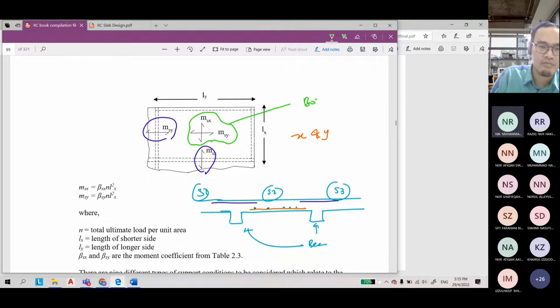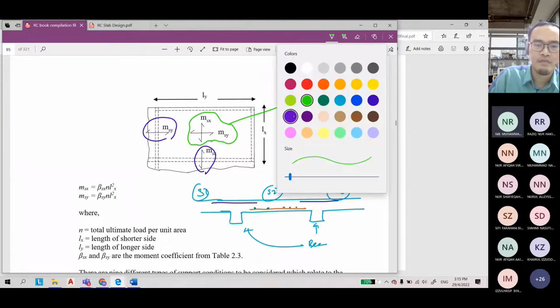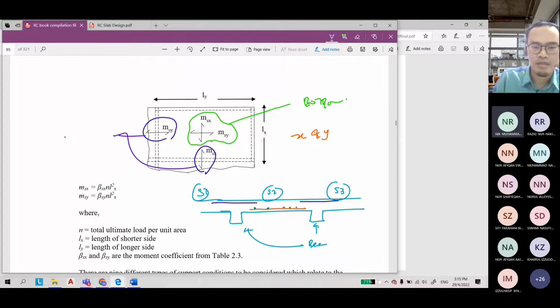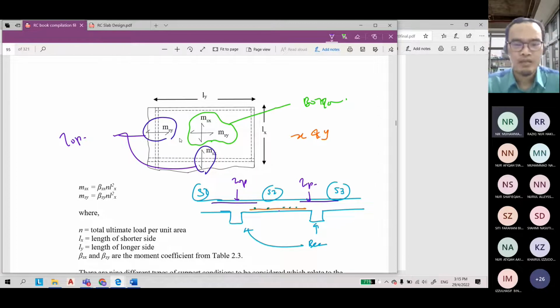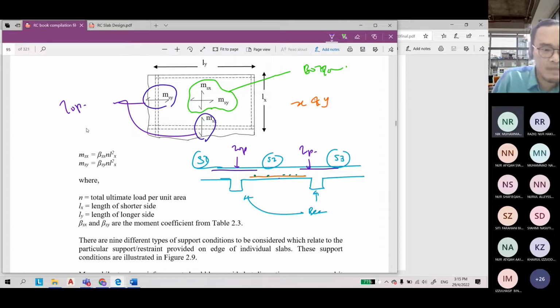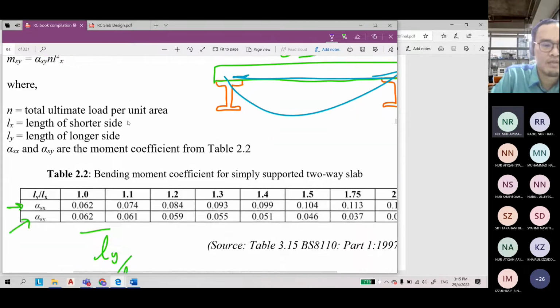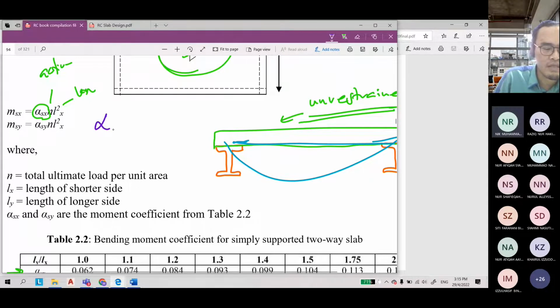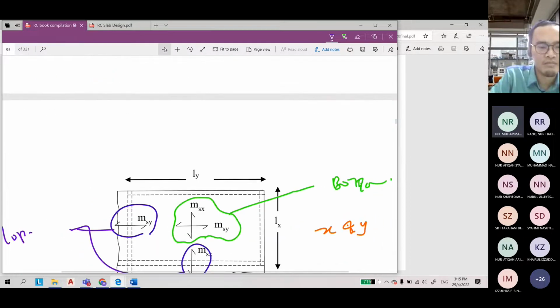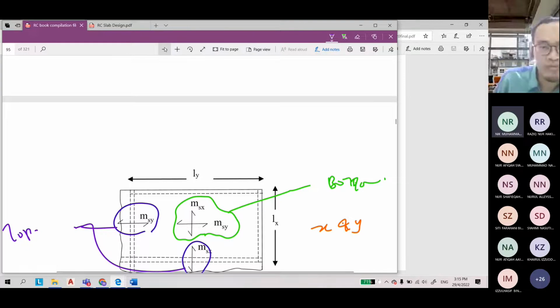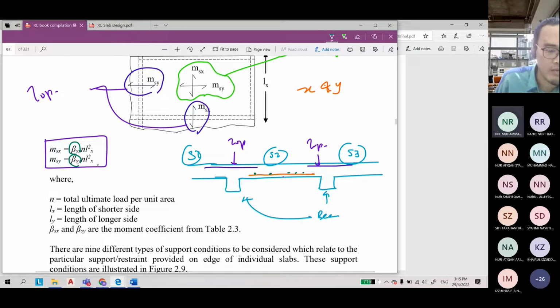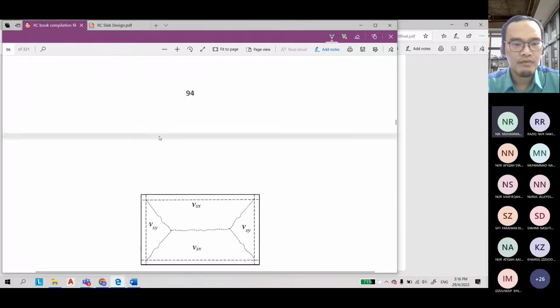At the mid-span, the reinforcement is located at the bottom, and near the support, the reinforcement is placed at the top. Like this one, this is the top, and this is also the top. At the mid-span, you place it at the bottom. To determine the bending moment, you use similar equations to the simply supported case, but simply supported uses the coefficients alpha Sx and alpha Sy, while for the continuous slab the coefficients change to beta Sx and beta Sy. And you have to refer to this table.